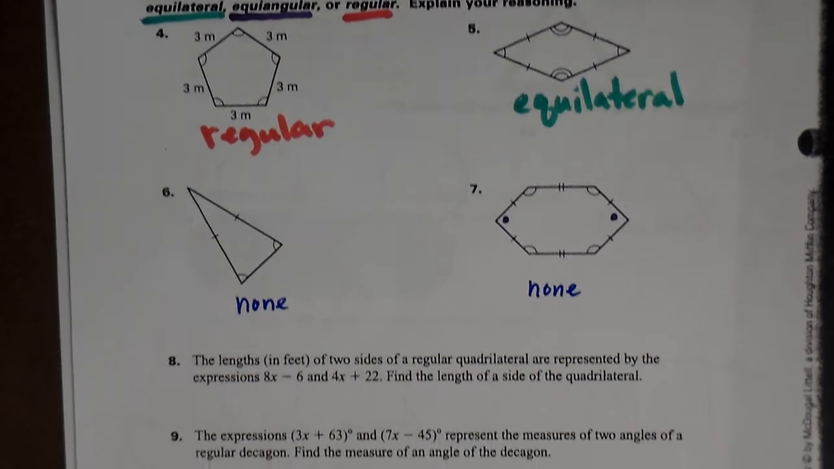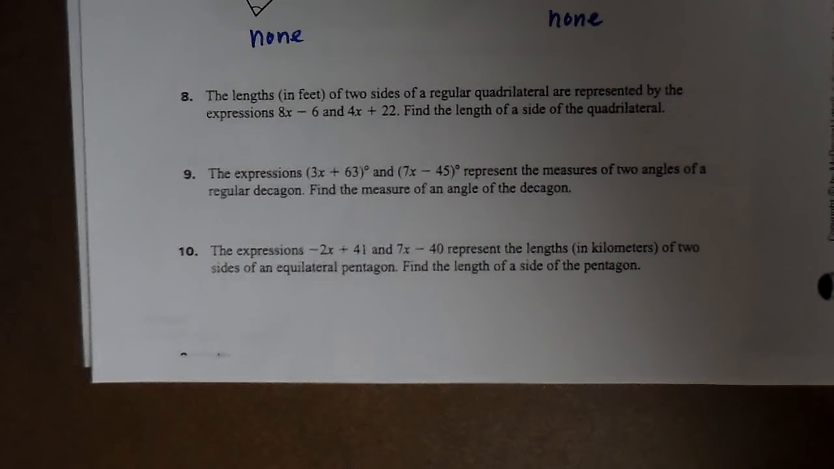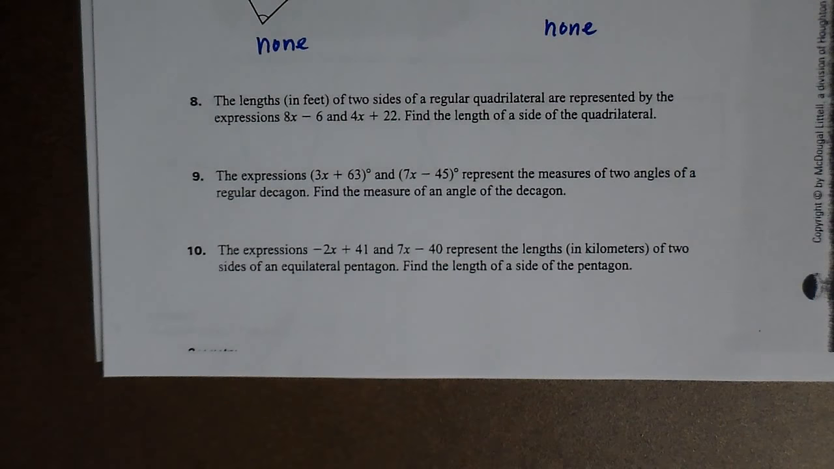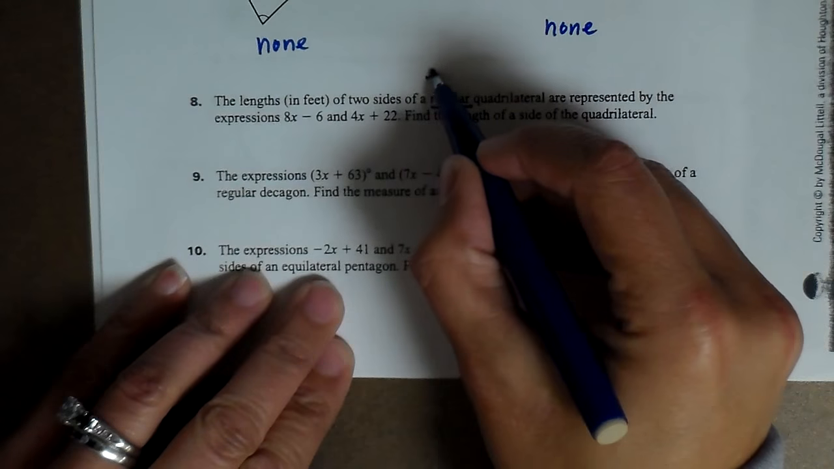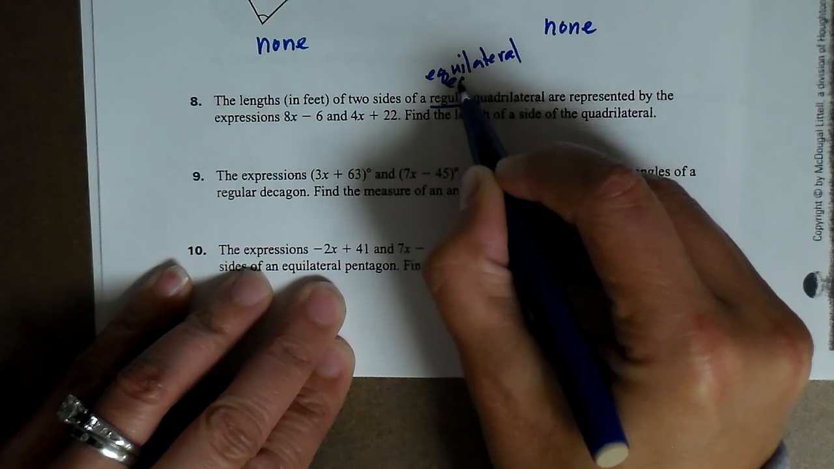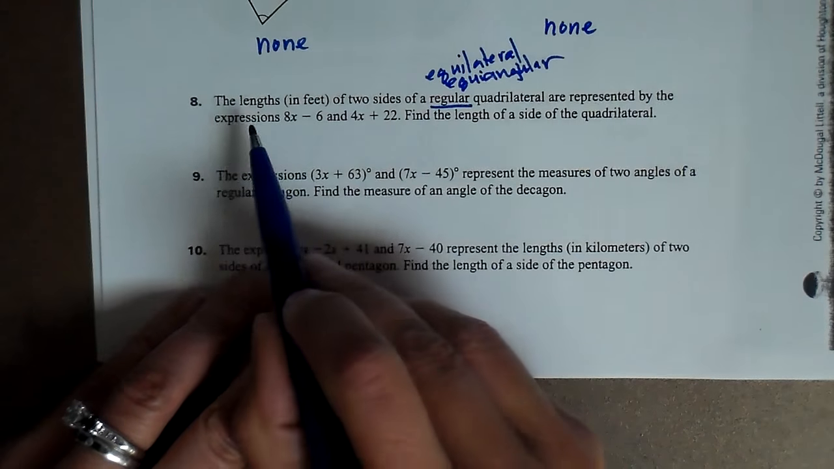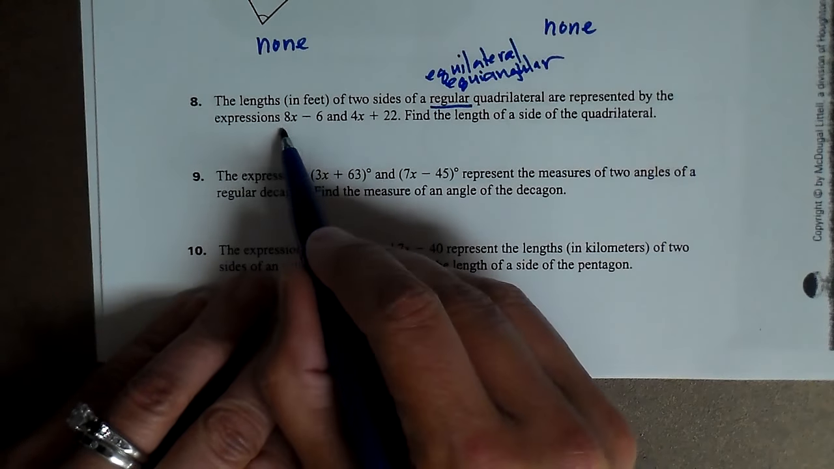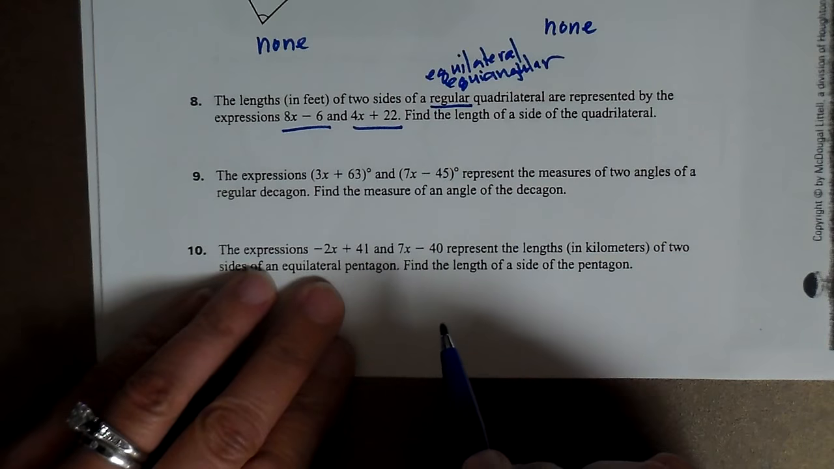So using that idea, we're going to come down here and we're going to look at these. Look at number 8. Number 8 says the length in feet of two sides of a regular, there's your key word there, regular means equilateral and equiangular. The lengths of two sides of a regular quadrilateral are represented by 8x minus 6 and 4x plus 22. Find the length of the side.